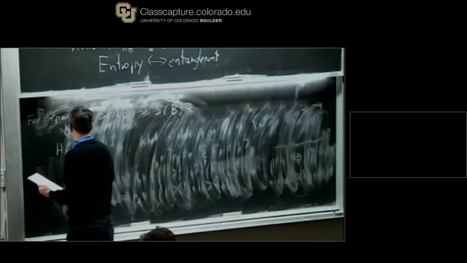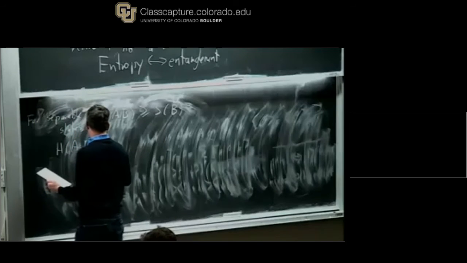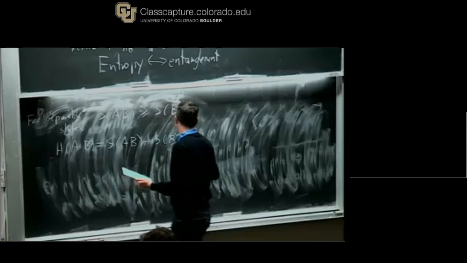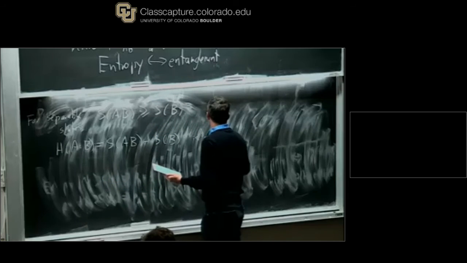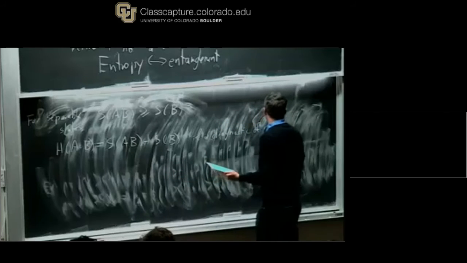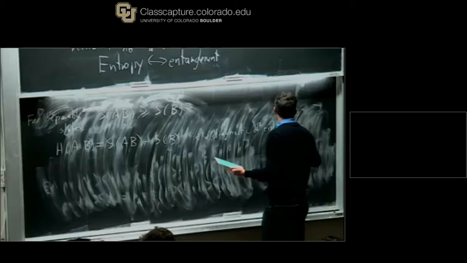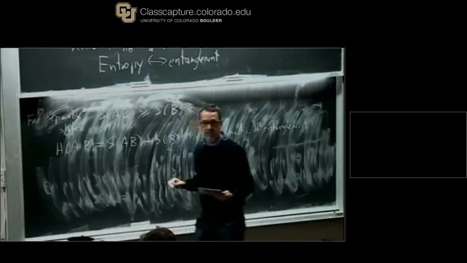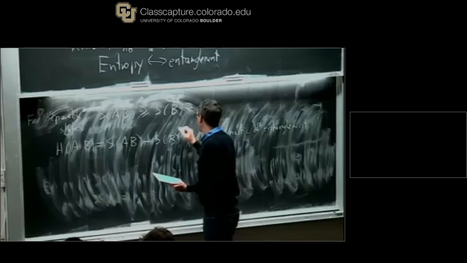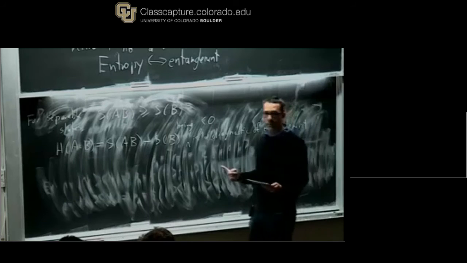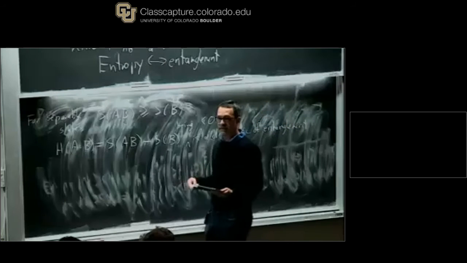So the conditional entropy defined as before is a diagnostic of entanglement, by which I mean that if you calculate and you get a negative number, then there's entanglement. So let me write. Being negative is a diagnostic of entanglement. But the other way around does not hold. It's not true that every entangled state has a negative conditional entropy.